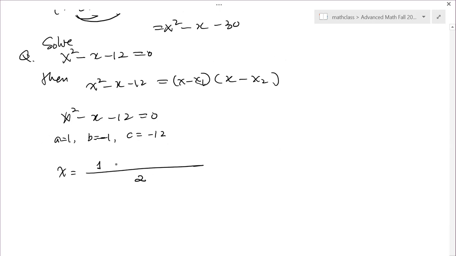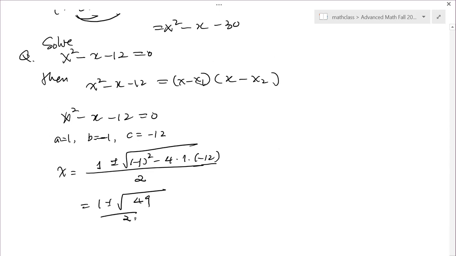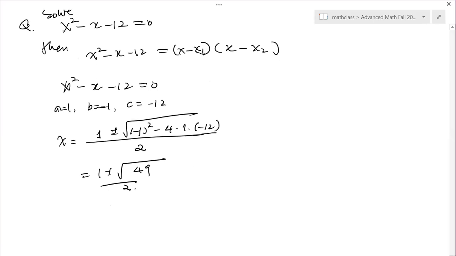Okay. So x is over 2a. Negative b is a positive 1, plus minus the square root of b squared minus 4ac. Okay. 48 plus 1 is going to be 49. Right? Then the square root of 49 is what? It's a perfect square, right? So it's 7.